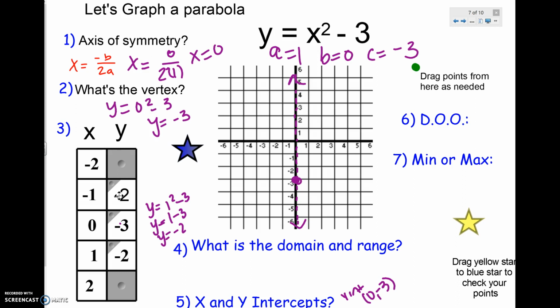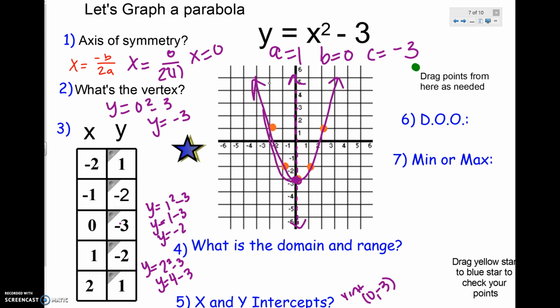Okay? Now we plug in a +2. 2 squared minus 3. So y equals 4 minus 3, which means y is 1. So when I plugged in a 2, I got 1, which means when I plug in a -2, I also get 1. So here are all of my points. Okay, I have my axis of symmetry. I can go ahead and draw my lines. There's my parabola.